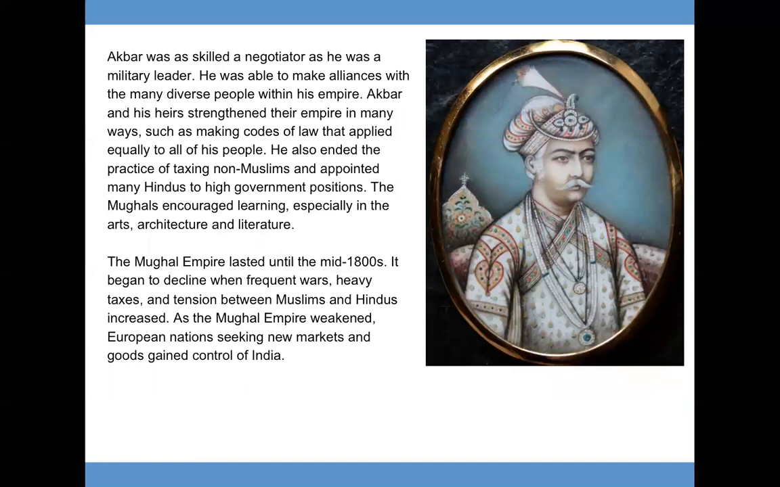Akbar was as skilled a negotiator as he was a military leader. He was able to make alliances with the many diverse people within his empire. Akbar and his heirs strengthened their empire in many ways, such as making codes of law that applied equally to all of his people. He also ended the practice of taxing non-Muslims and appointed many Hindus to high government positions. The Mughals encouraged learning, especially in the arts, architecture, and literature.